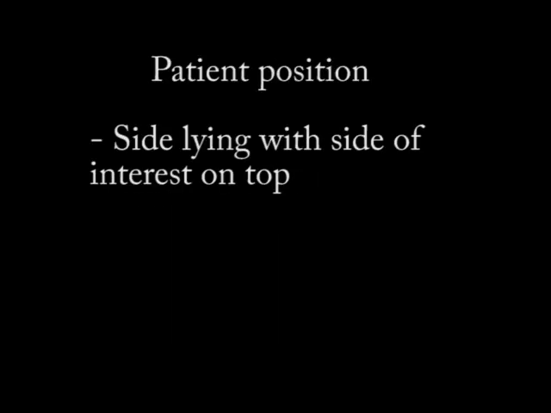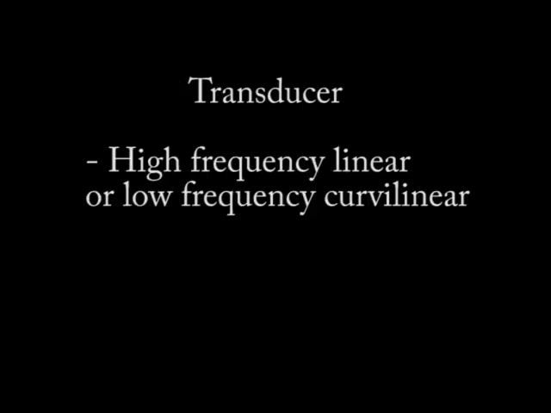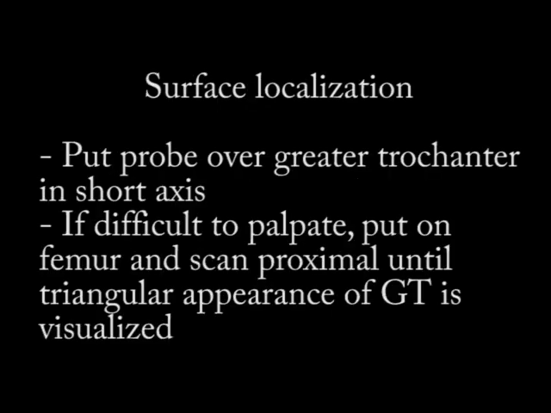So let's jump in. With patient positioning, I'm going to have them side lying with the side of interest on top. So if I'm injecting around the left GT, I'm going to have the left hip on top of the right hip. With the transducer, ideally I want to use a high frequency linear ultrasound probe, but that's often not practical because of the deep nature of these structures, so I'm using a low frequency curvilinear probe.